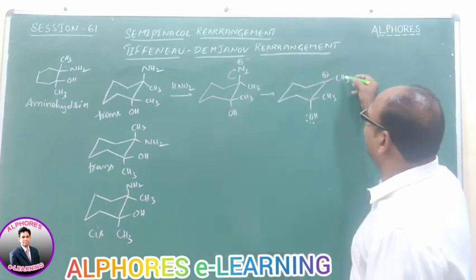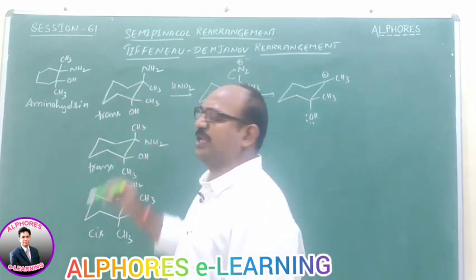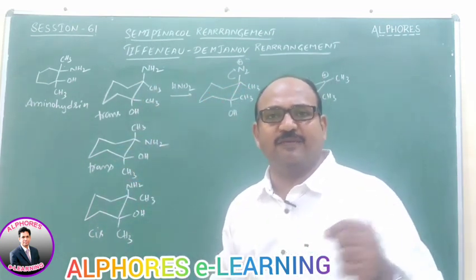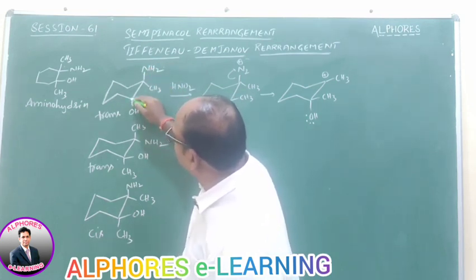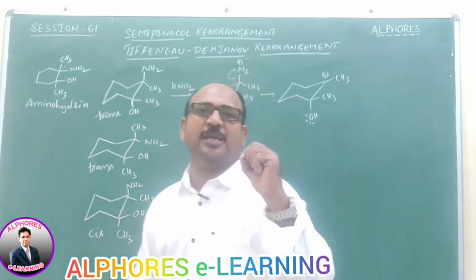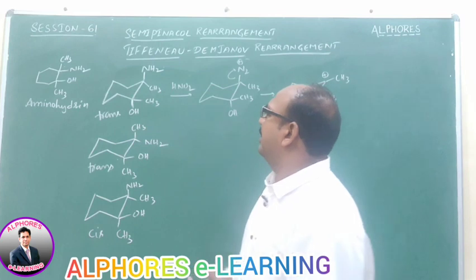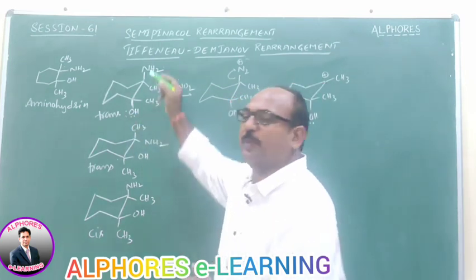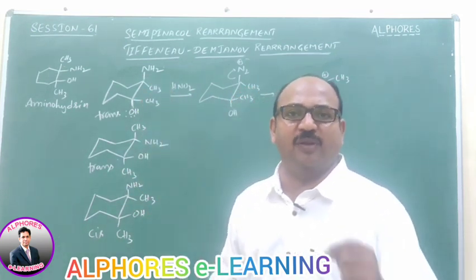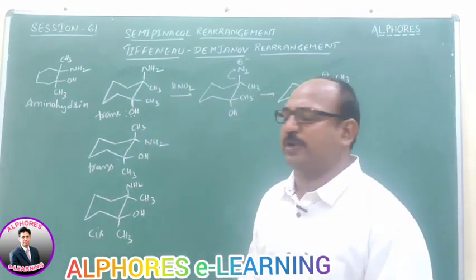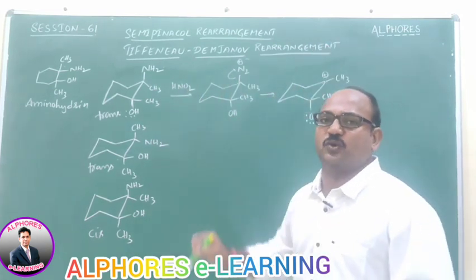If you observe, both methyl groups are equatorial here, and the NH2 and OH, these two are axial. In other words, this NH2 group and this OH group are anti, meaning anti-periplanar. Because of the anti-periplanar arrangement, the ability to donate its electron pair will be more. I am repeating: here the ability to donate its electron pair will be more. In general, what we expect after formation of the carbocation is that methyl migration has to take place.